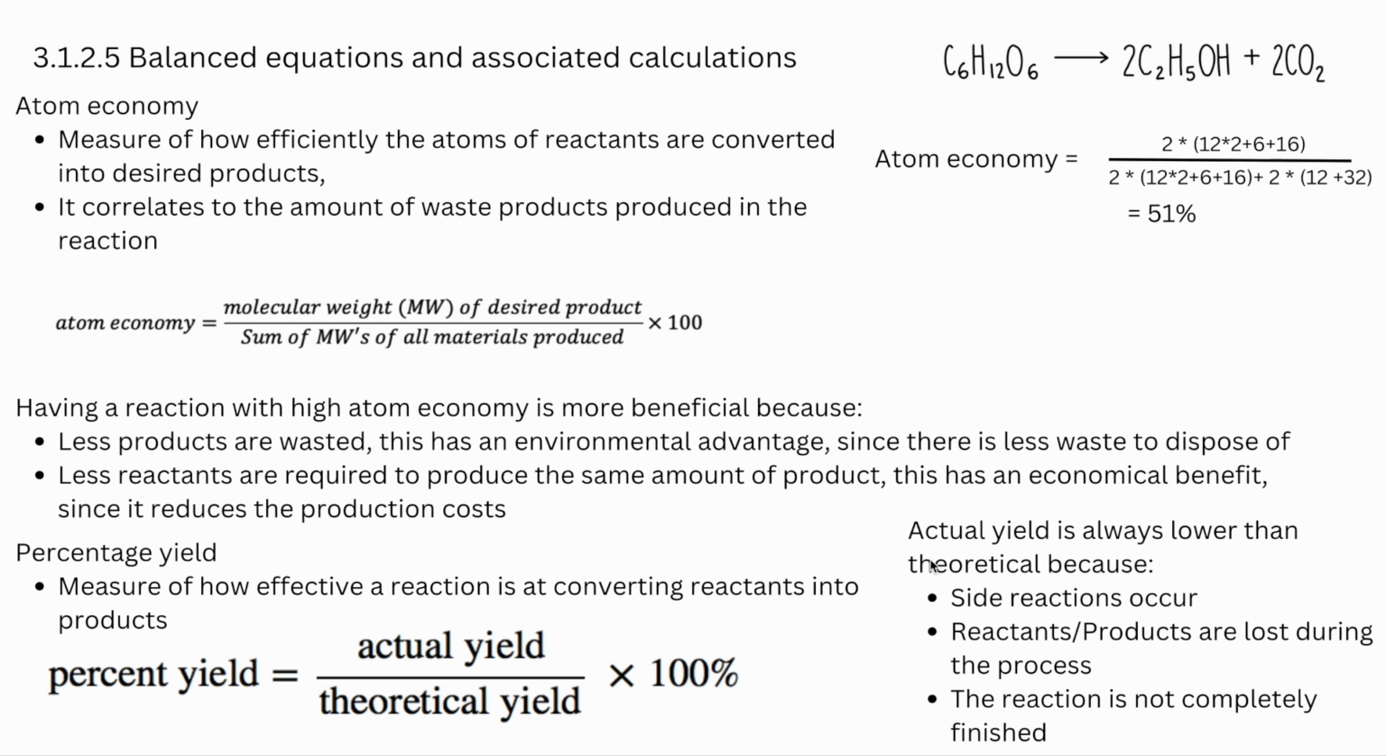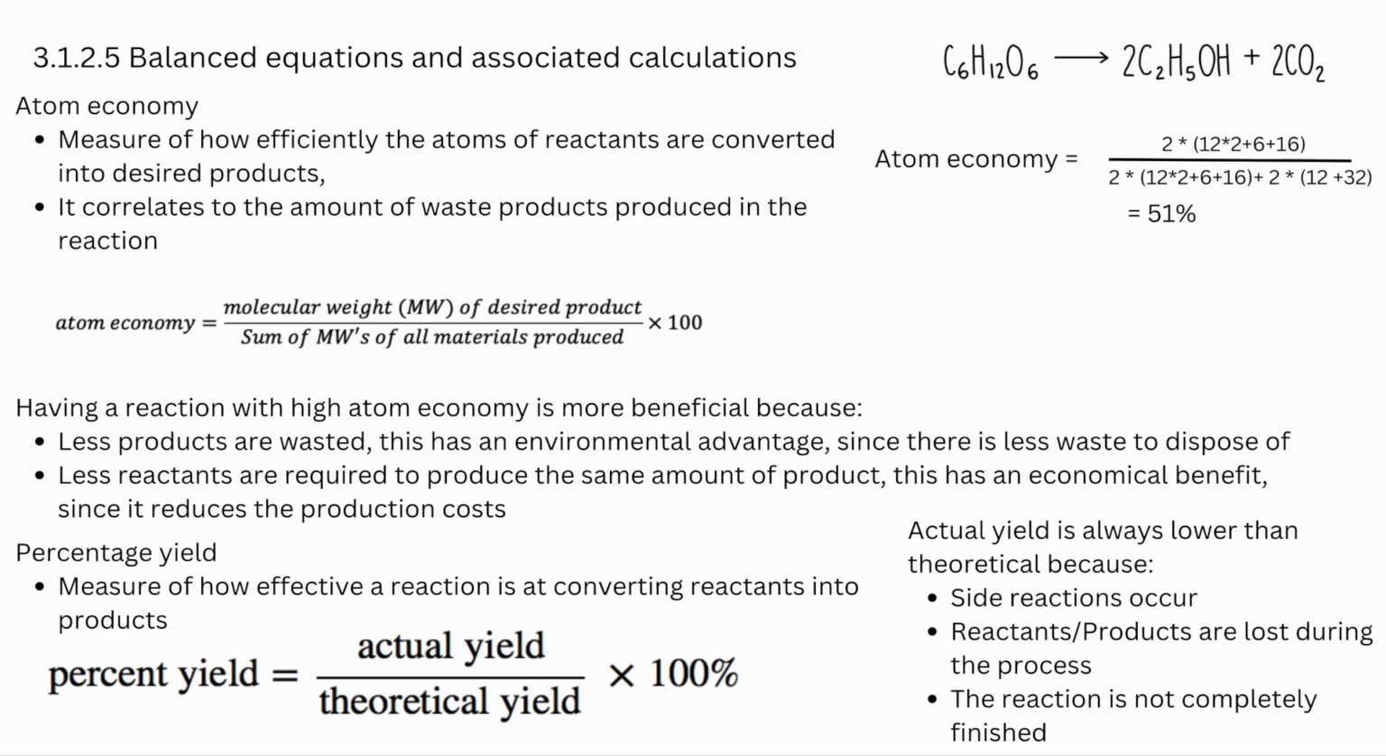Percentage yield. Percentage yield is different to the atom economy. Percentage yield measures how effective a reaction is at converting reactants into products. To get the percentage yield, you divide the actual yield by the predicted yield. The percentage yield can only be calculated if you conduct the reaction in the laboratory and get the actual yield.